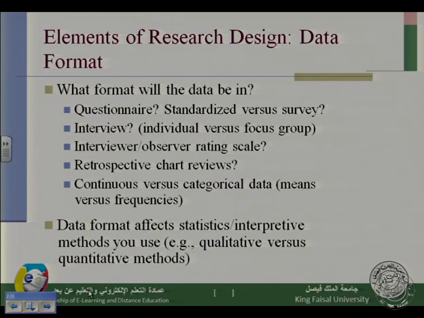So questionnaire, standardized versus survey. Standardized means that when you design your questionnaire, it should be taken from a well-known source. There are some certain standardized questionnaires that were checked by experts for errors, not only language errors, but for knowledge and information errors. They are checked that each item in the questionnaire 100% gives the information that we want.